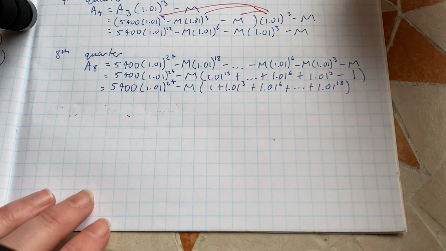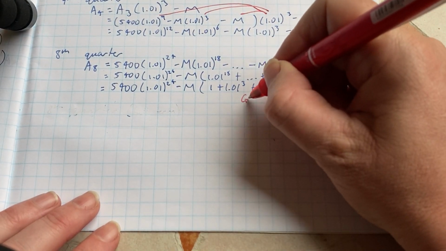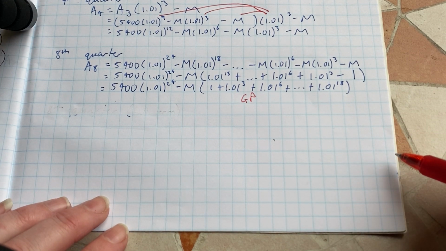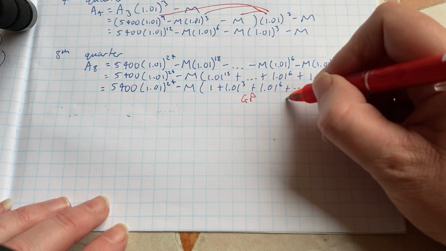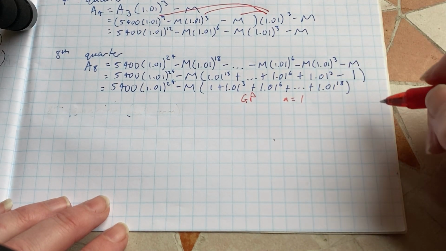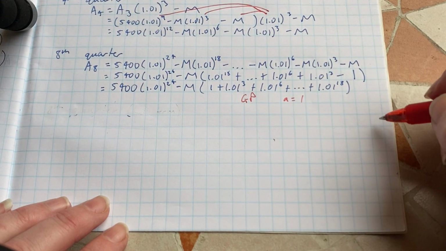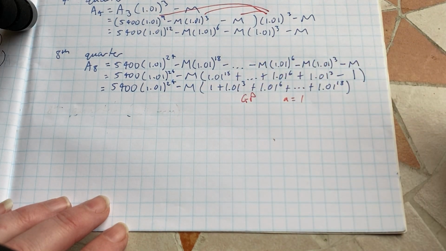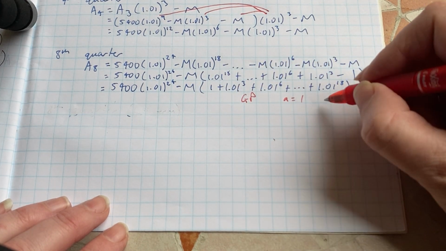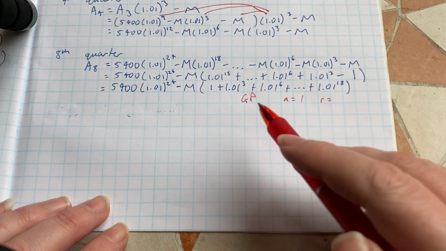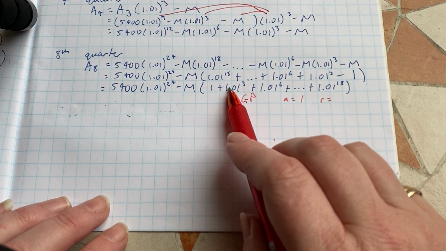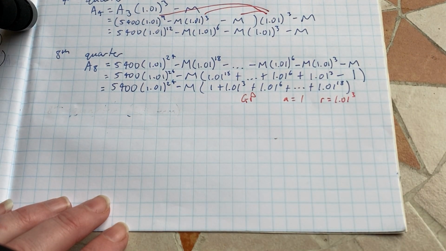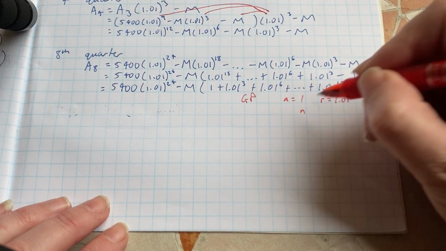Okay, now remember this is a GP, geometric progression, and we need to work out how many terms there are in it. So first of all, our first term is 1, again. It often is in these, most of the time it will be. If we left the m in, our first term would be m, but don't worry about that if that makes no sense. Our r, remember we divide terms to find our r, so that divided by that is 1.01 cubed divided by 1.